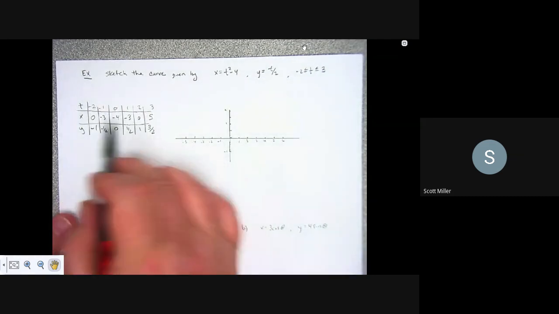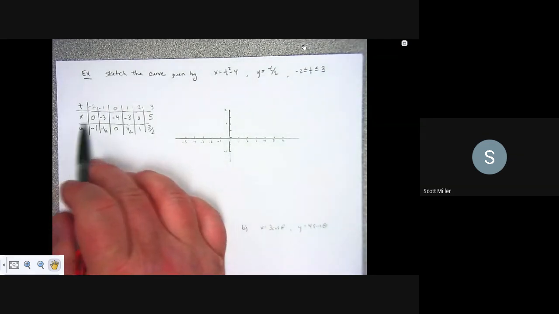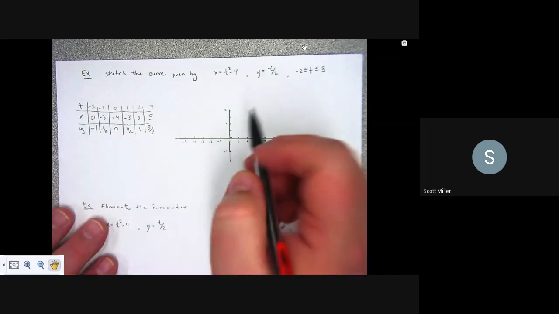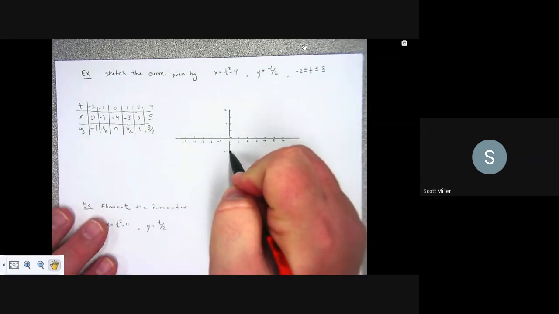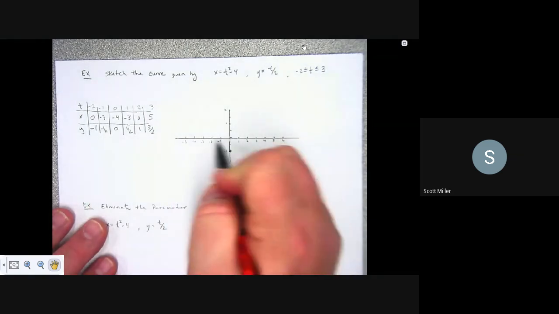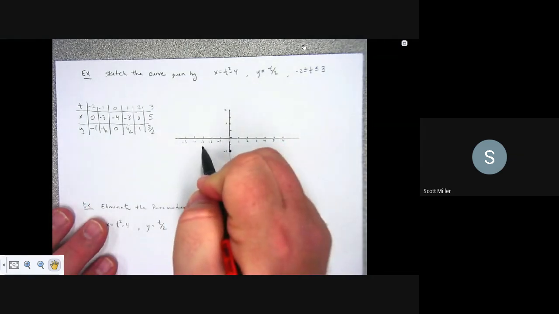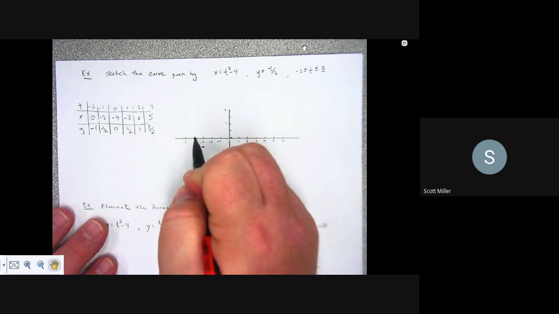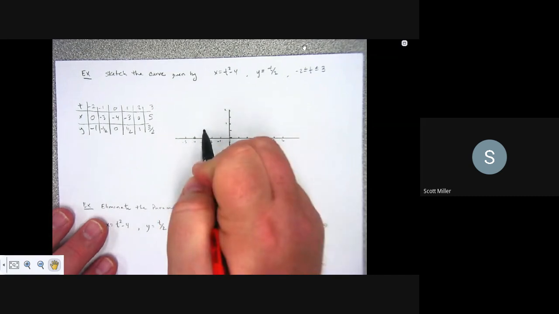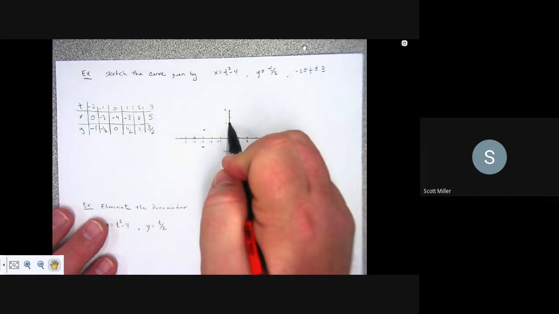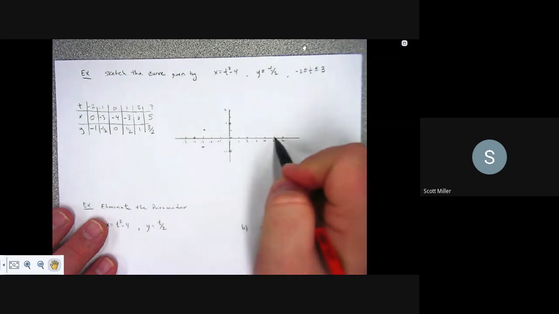So the t helped us find x's and y's, and now we're going to graph just the x's and y's. We're going to put a dot for all of these. So (0, -1), (-3, -1/2), (-4, 0), (-3, 1/2), (0, 1), and then (5, 3/2).